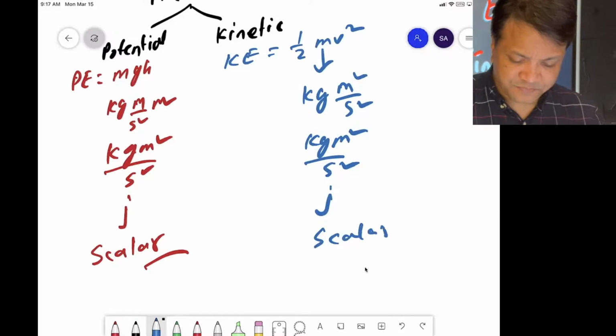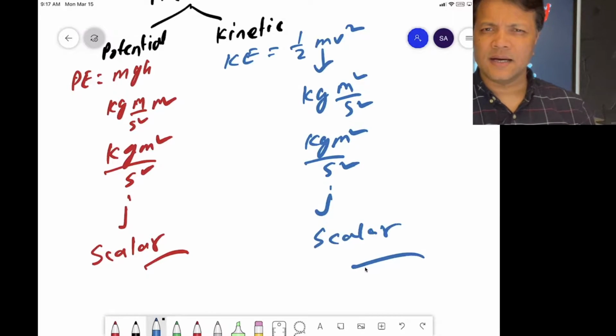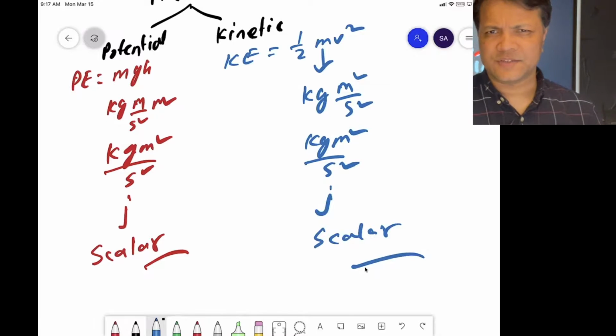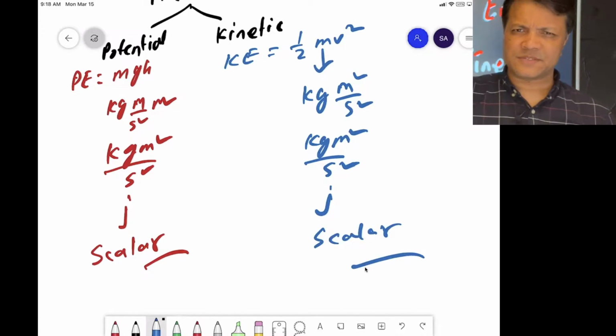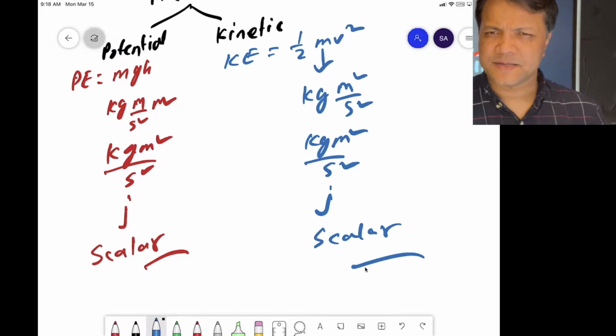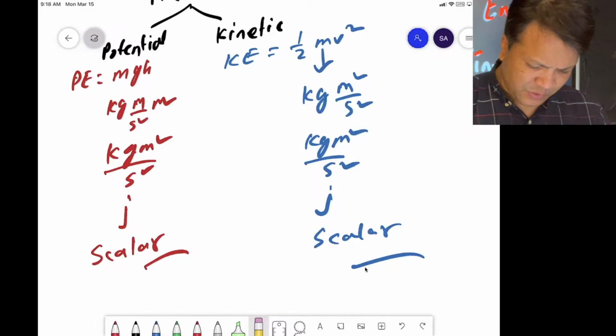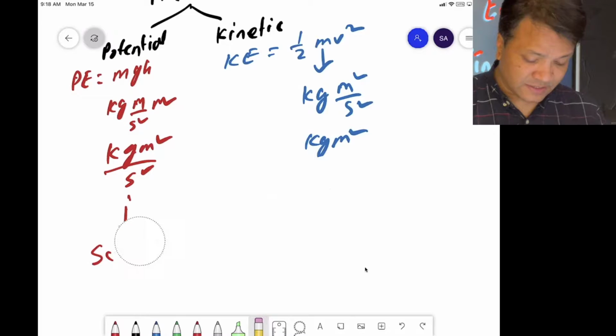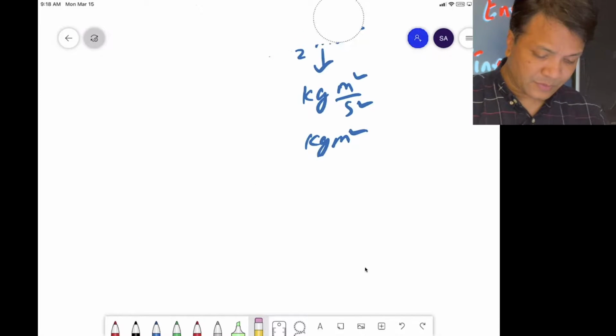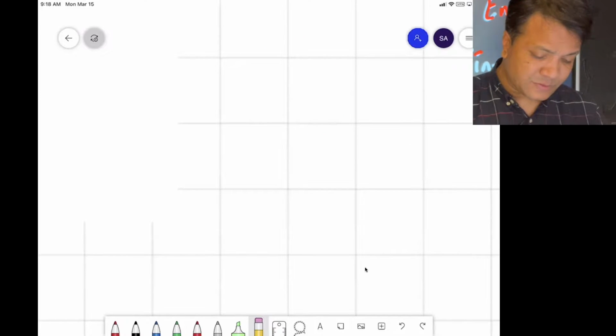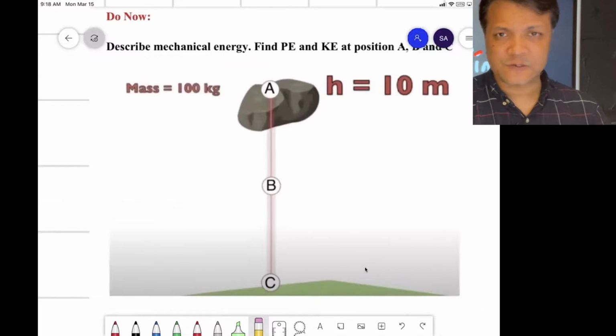In fact, all types of energy are scalar quantities. Even E equals mc square, all types of energy are scalar quantities. So when we talk about energy, we are talking about a scalar quantity. Okay, so I think this was the motivation to solve the do now problem.